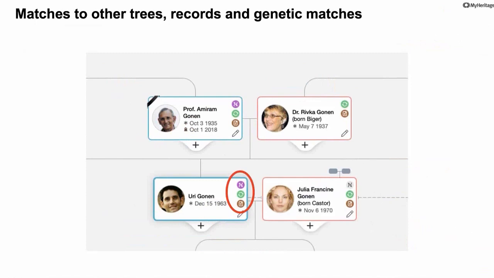The green icon are what we call smart matches. And smart matches is connections to the same person, as we believe, in other family trees. So I appear in other family trees not managed by myself. And this shows me that this is a link to those other individuals in other trees of other MyHeritage members. And the brown one at the bottom shows matches to historical records.